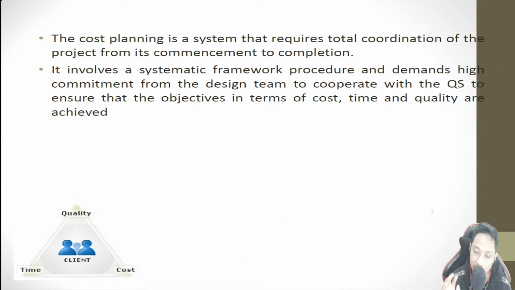Cost planning is actually a system that requires total coordination from the beginning of the project until it is handed over, and also involves a systematic framework procedure and demands high commitment from the design team. Talking about a construction project, we'll often come across these three terms: quality, time, and cost. The client will always want a short construction period, limited and cheaper cost, but demand a high quality end product. To achieve the equilibrium of cost, time, and quality, it demands high commitment from the design team, i.e. the architect, engineer, and also the QS.